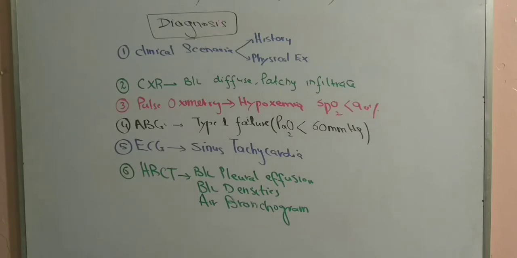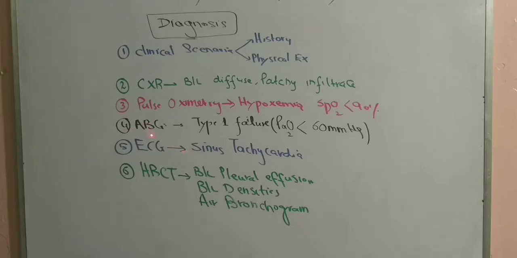Talking about the diagnosis of patients with ARDS, how we can diagnose these patients. First of all, the clinical scenario or the clinical presentation is very important, which we know from the history and the physical examination. Then we get the chest X-ray of these patients, where we see bilateral diffuse and patchy infiltrates. We do pulse oximetry by applying the pulse oximeter to the finger, and we see that there is hypoxemia, or the saturation SpO2 is less than 90% in the majority of these cases.